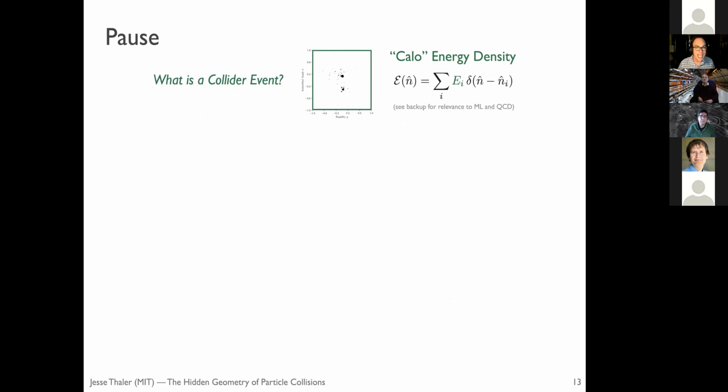And again, we came to this by thinking about how to teach a computer how to do various machine learning tasks. There's also some interesting QCD relevance of this in the backup slides. But this is the starting point. And from this starting point, basically everything else flows. So let me just pause here to see if there's any questions about this particular representation of collider data.